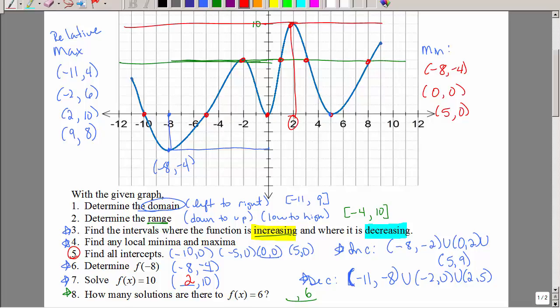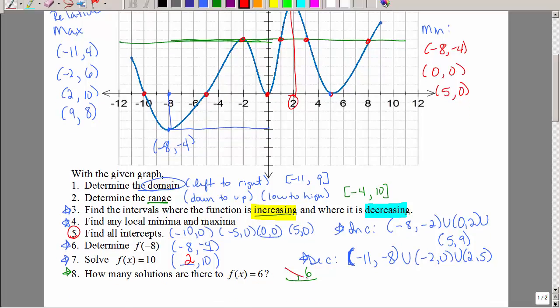So how many solutions? I didn't ask what the solutions are. There are 4. If we wanted to find them, they would be at about -2, looks like +1, close to 3, and right at 8. So there would be 4 solutions. So again, just to review about that domain and range and intervals of increasing and decreasing.